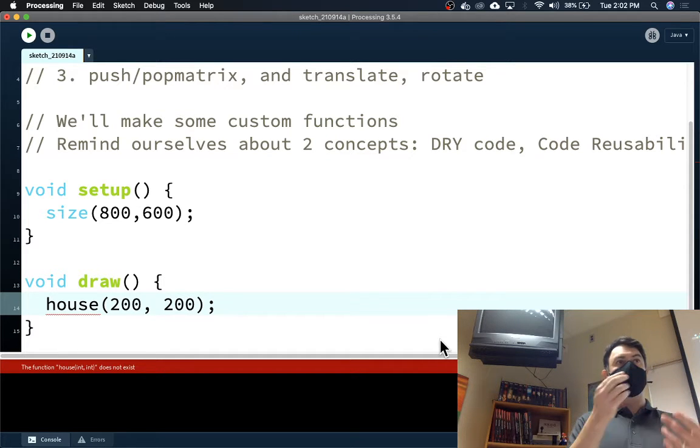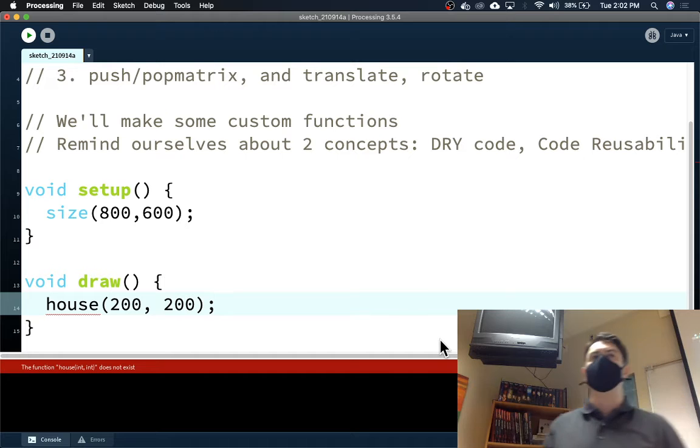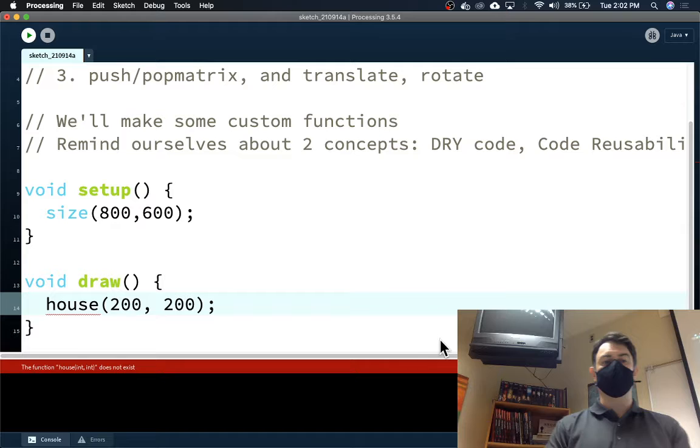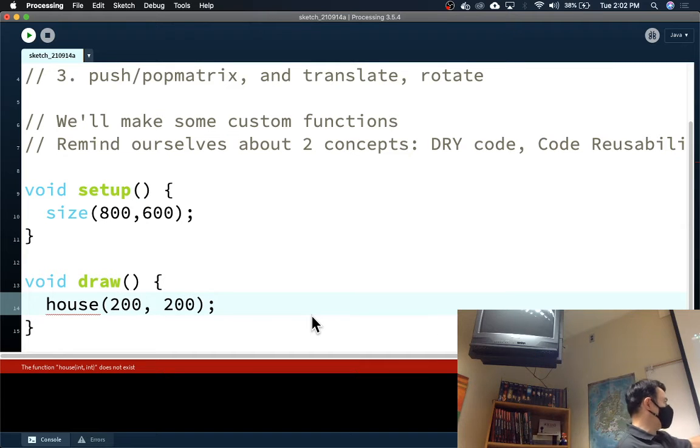Well, at some point it's ridiculous. So you can't have functions for everything. But maybe you do need a house function. Maybe you're making a city simulator and you want to draw houses over and over again. So this is the kind of thing we're going to do. Right now this doesn't work. Right? It underlines it in red. I don't know if you can see it, but it says the function house int does not exist.